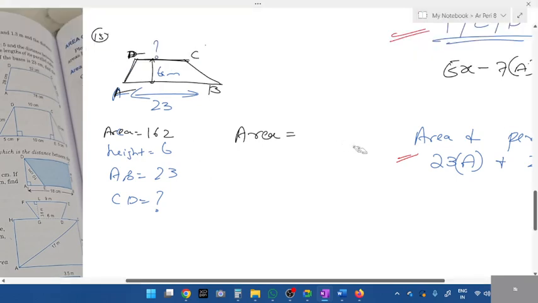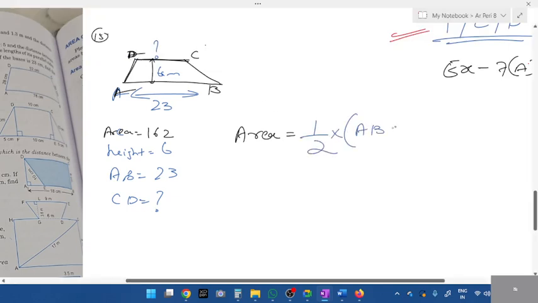Look, you can write however you all want. Let me write area first. Area is equal to 1 by 2 into the sum of parallel sides AB and DC into height. What is the area value? Yes, in place of area, 162.